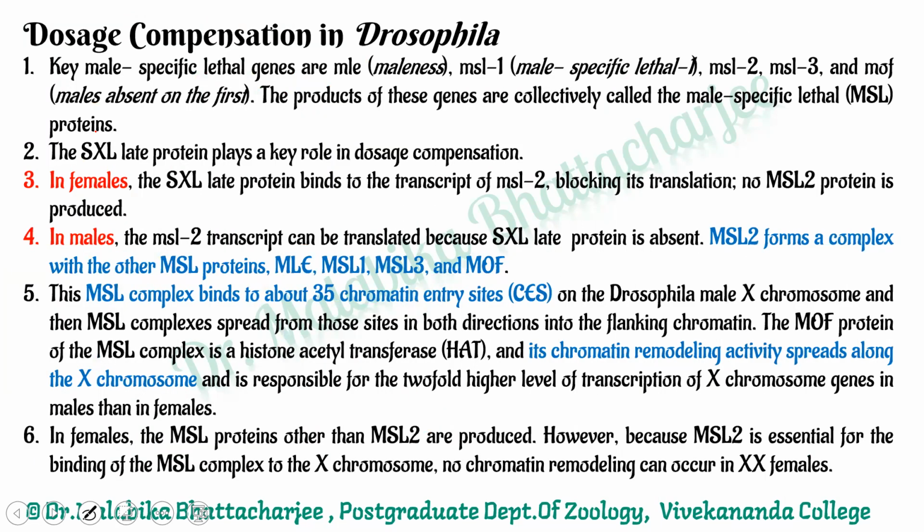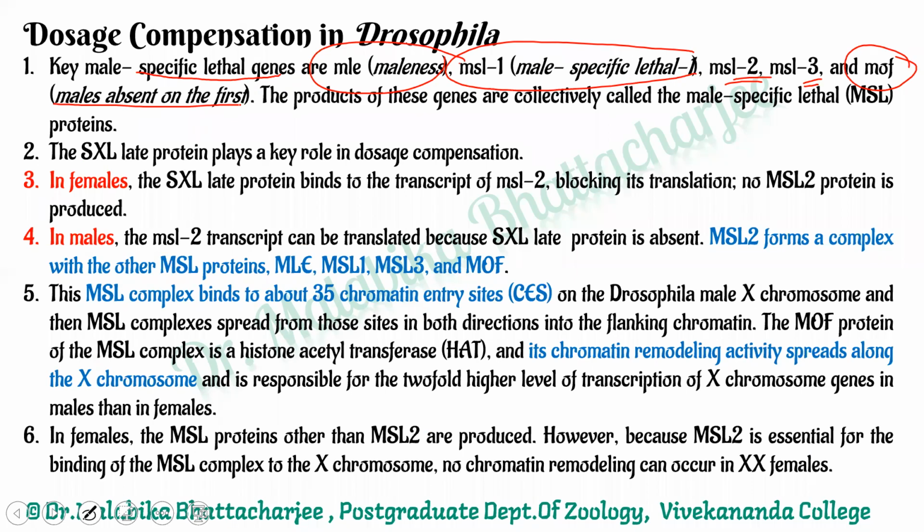In case of Drosophila, the male-specific lethal genes are referred to as male-specific lethal 1, 2, 3, and MOF, males absent on the first. So these are 4 genes. Again, MLE, MSL1, MSL2, MSL3, and MOF. It's not 4, it's 5 genes.